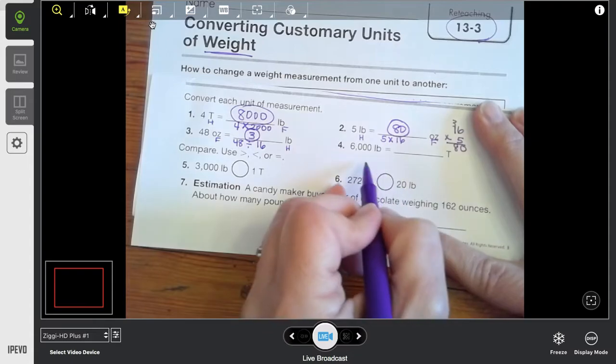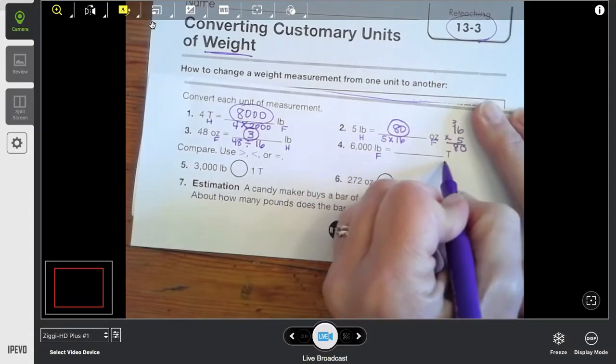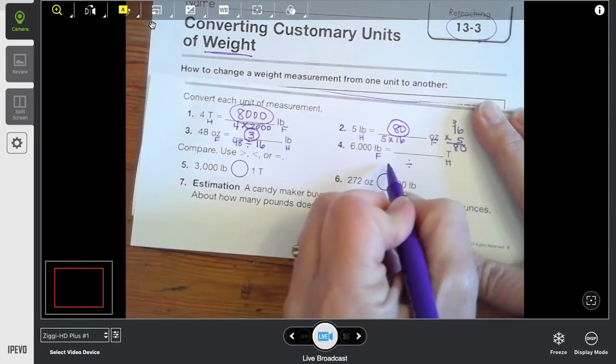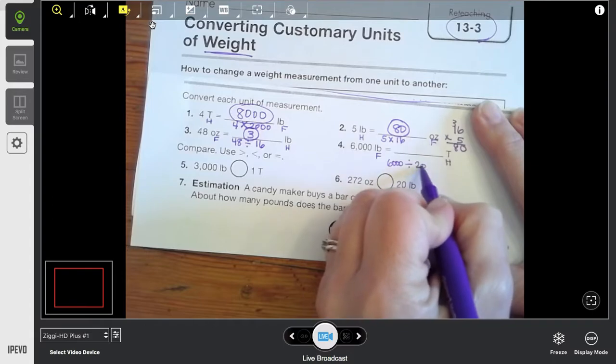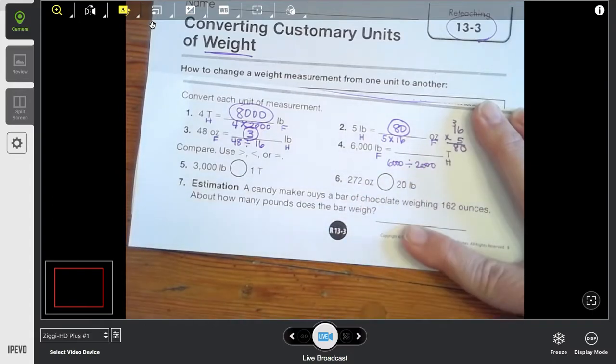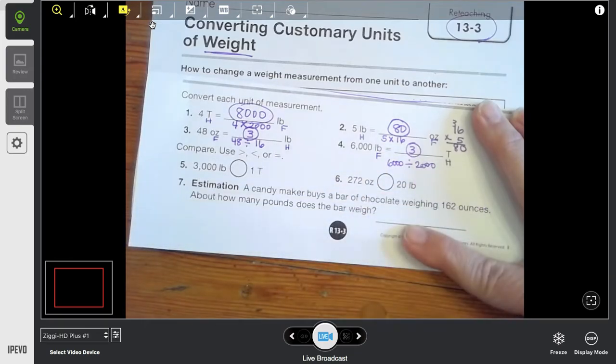Pounds to tons. Pounds are smaller because there's 2,000 pounds in 1 ton. So I'm going fly to horse, divide, of course. 6,000 divided by how many pounds in a ton? 2,000. There are 3 2,000s inside 6,000.